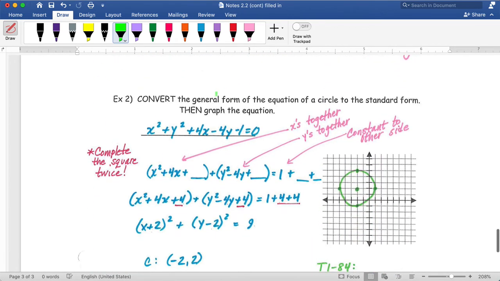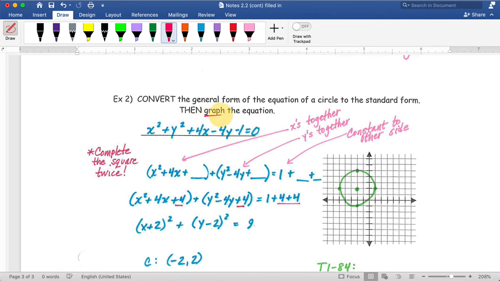Convert the general form of the equation of a circle to the standard form and then graph it. All right, so let's take a look and see what happens here. Convert the general form to the standard form. General is set equal to 0. I want to put it in standard, so that I can see what the circle's center and radius is, so I can graph it, okay? Because I can't graph it when it's in this form.